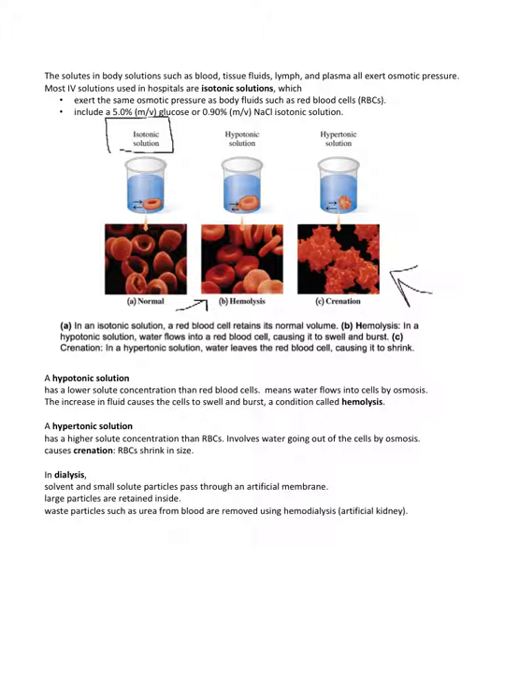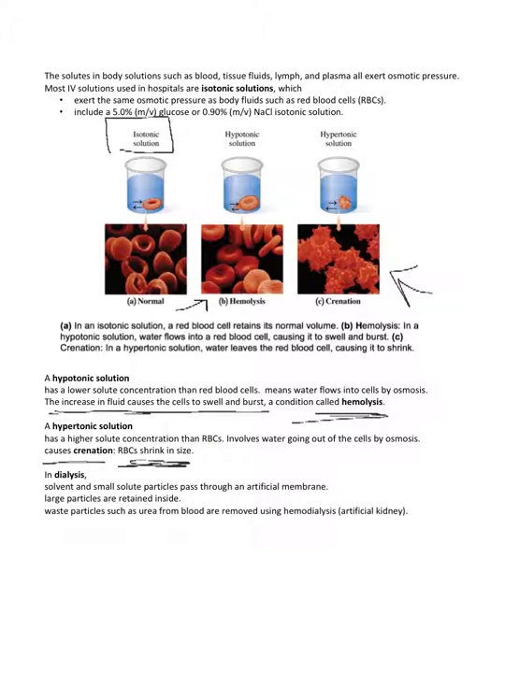So again, a hypotonic solution has a lower solute concentration, meaning water flows into the cells by osmosis. The increase in fluid causes the cells to swell and eventually burst. This is something we call hemolysis. A hypertonic solution has a higher solute concentration than the red blood cells. So in this case, the water goes out of the cells by osmosis. This causes crenation, which causes the red blood cells to shrink in size. Again, if they shrink too much, they'll die.